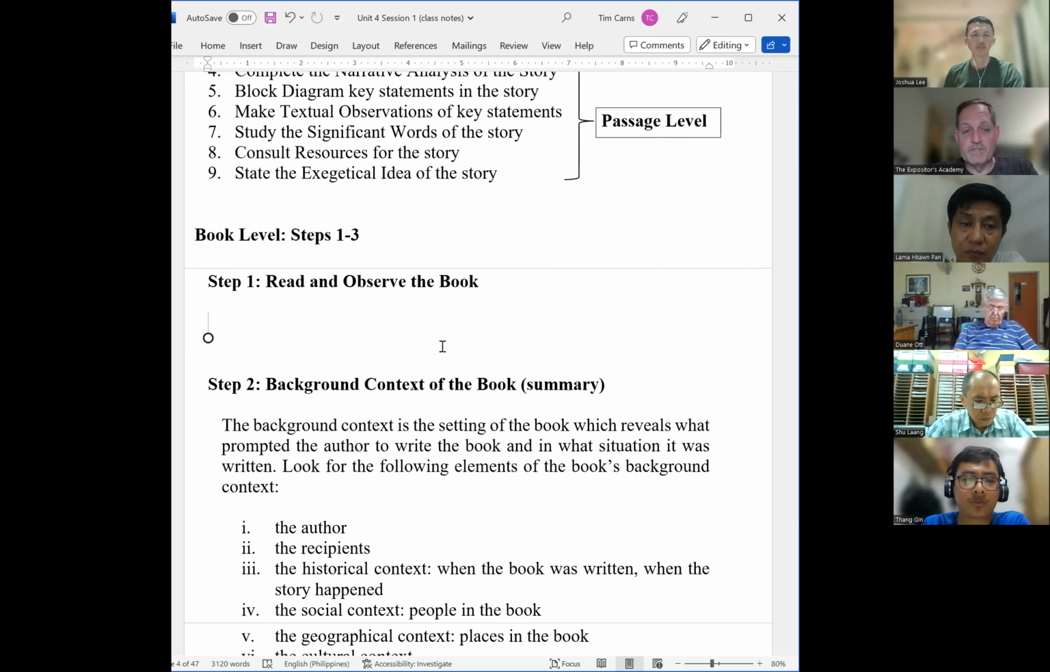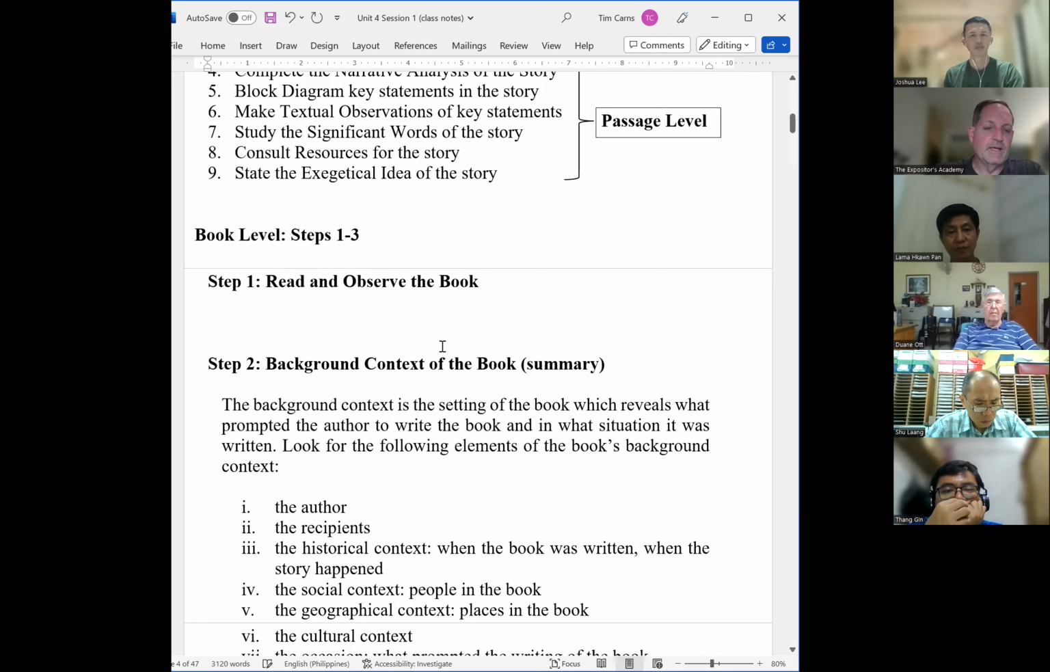But this will be the first step, is you'd want to read through the whole book and make observations in the book, identifying just things that stick out to you, specific observations. That is, can you identify the author, the audience, what people are mentioned, places are mentioned? Can you see the structure in the book? What are the themes? Those kinds of things. And then just general observations, things that stick out to you, questions you may have about particular passages within it.